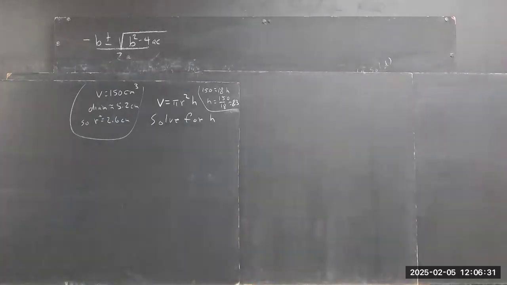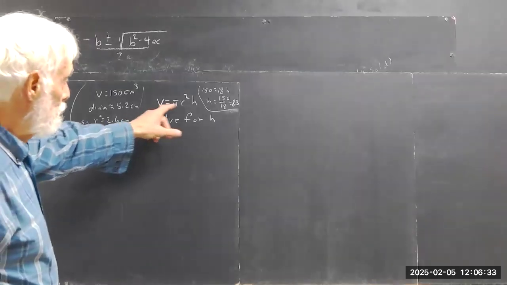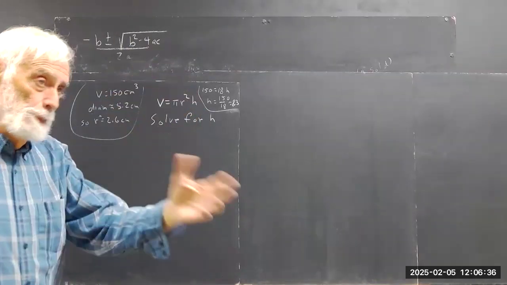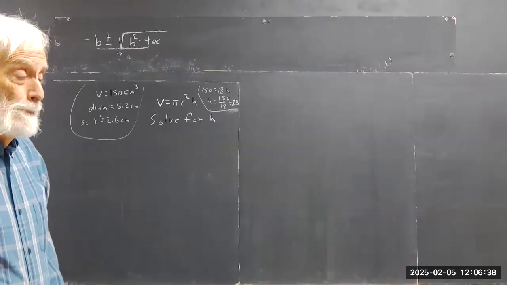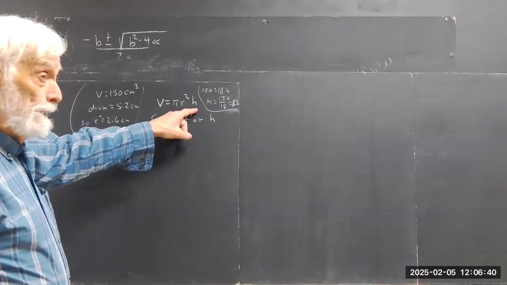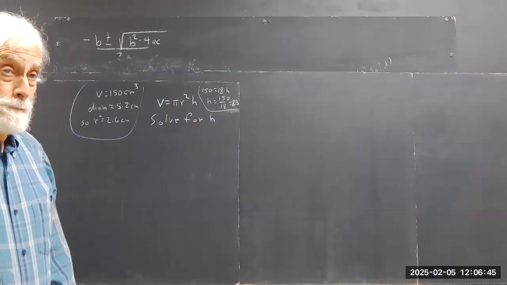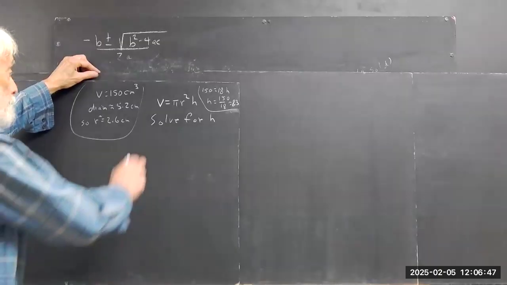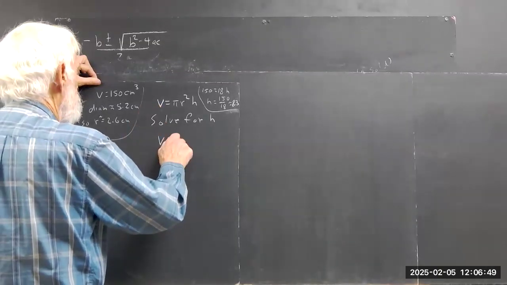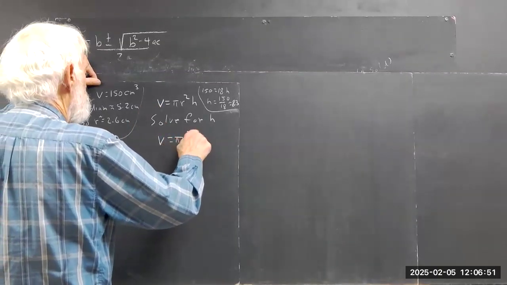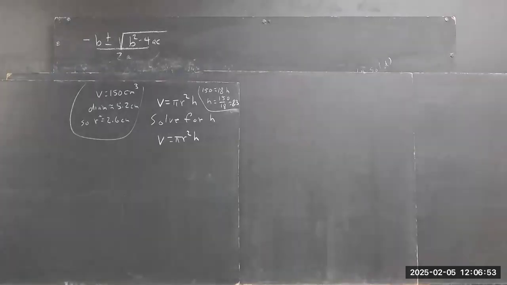Okay? Well, why would we want to then solve this? Let's say we have a bunch of containers that we want to do this with. We want to get a formula for H where we don't have to solve an equation anymore. So what we do is we solve this for H. We start with V equals pi r squared H. Now, how would we solve this to get H by itself? What would we do to both sides of this equation?